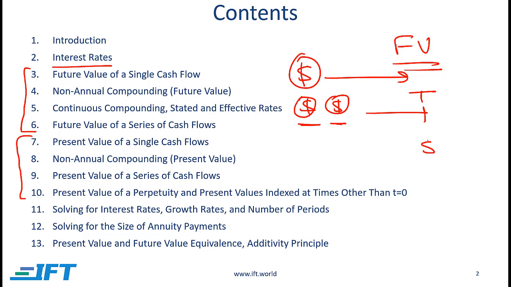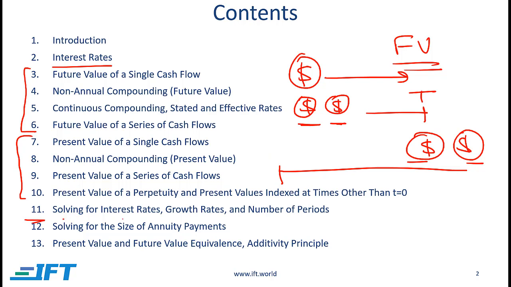Here we deal with cash flow that's happening in the future, and we want to understand what's the value of this future cash flow at an earlier point in time. Section 11 deals with solving for interest rates, growth rates, and number of periods. You will notice that these sections are fairly mathematical and there are multiple variables involved. There might be a situation where you are given all the variables except for one, and then you will have to solve for that unknown variable.